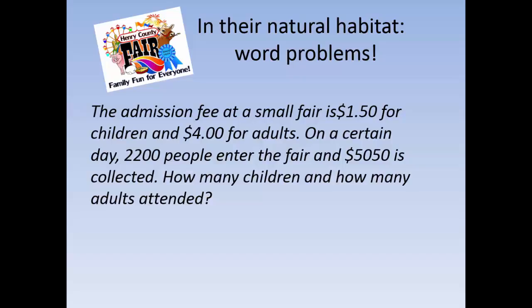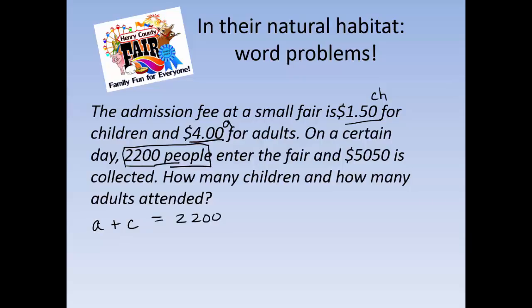So let's see what we've got here. The admission fee at a small fair is $1.50 for children and $4 for adults. On a certain day, 2,200 people enter the fair. Okay, that's the total amount of people. So I've got an equation brewing already. I can see that the adults plus the amount of children is equal to 2,200.